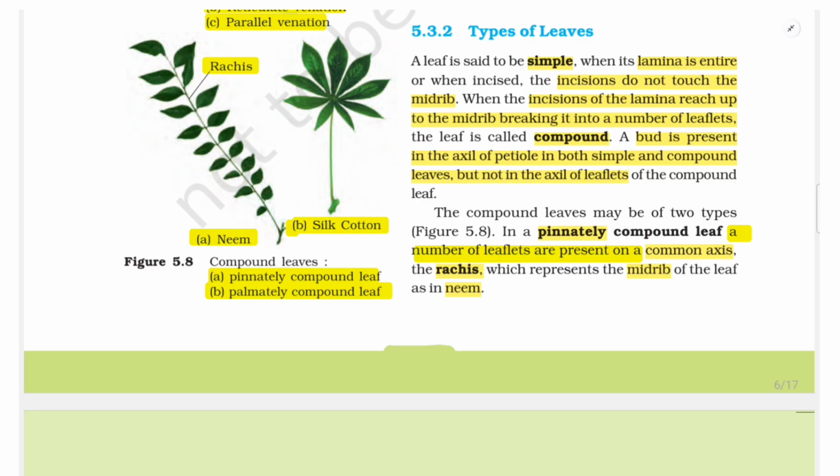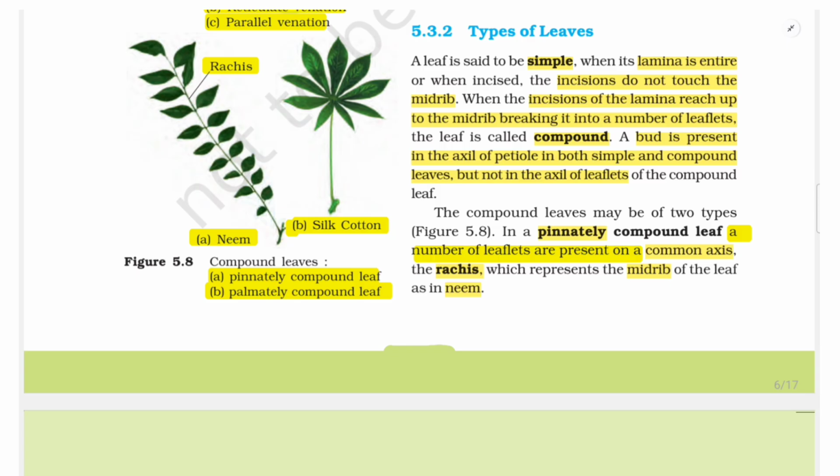5.3.2 Types of leaves. A leaf is said to be simple when its lamina is entire or when incised, the incisions do not touch the midrib. When the incisions of the lamina reach up to the midrib, breaking it into a number of leaflets, the leaf is called compound.